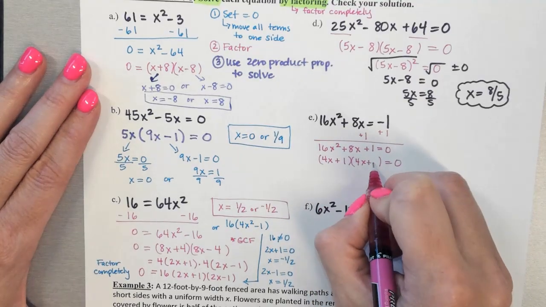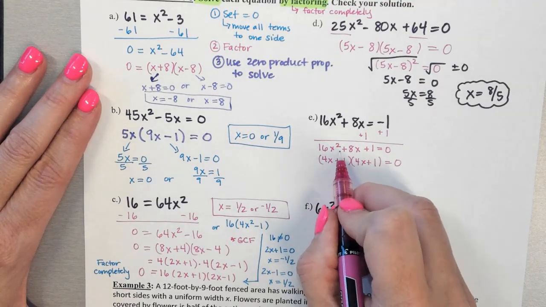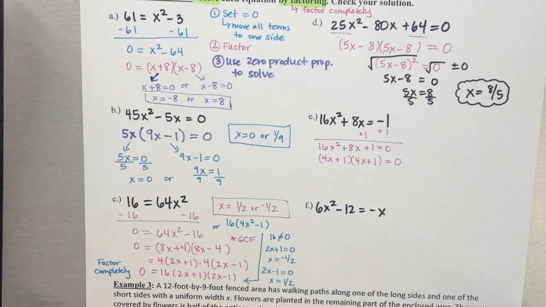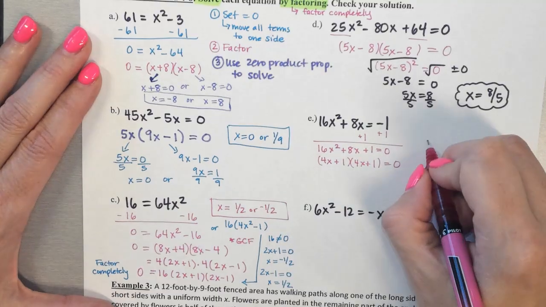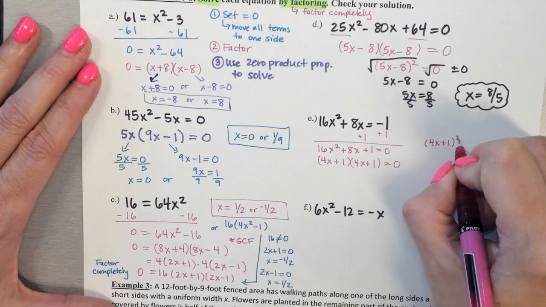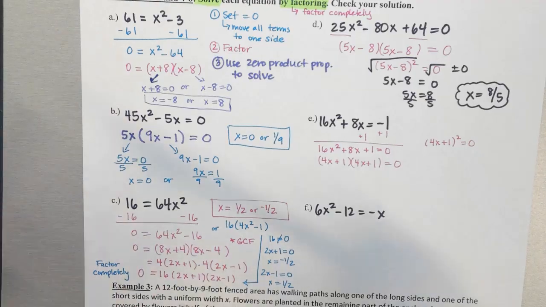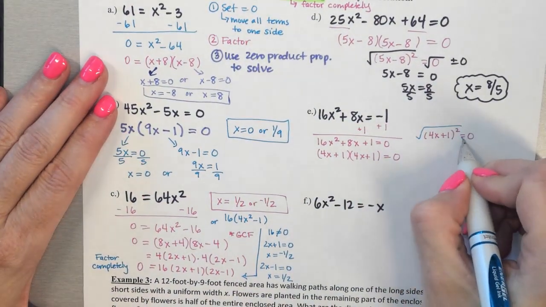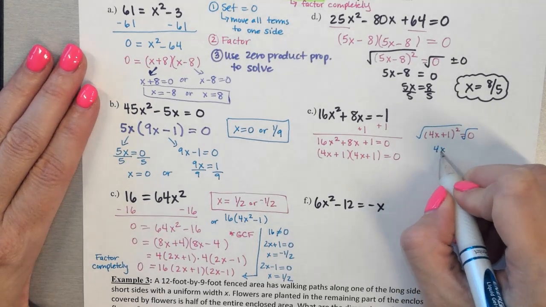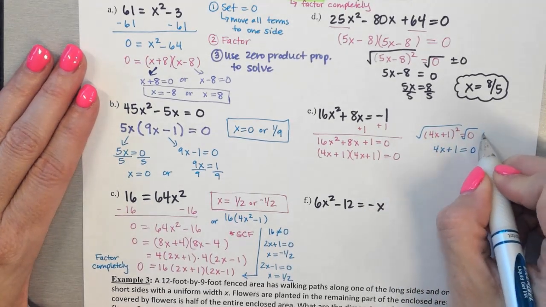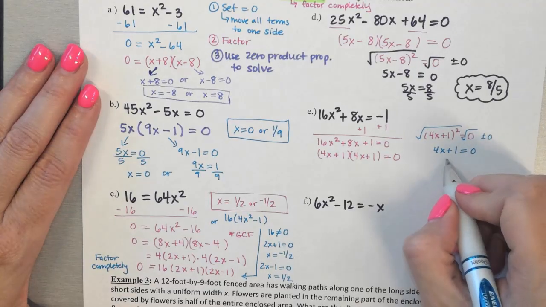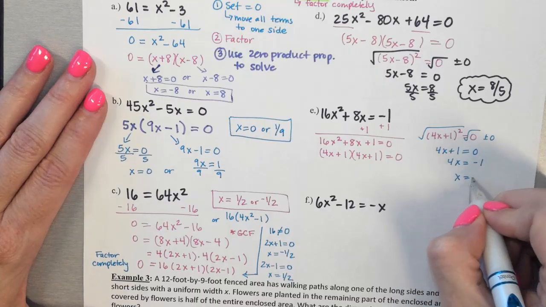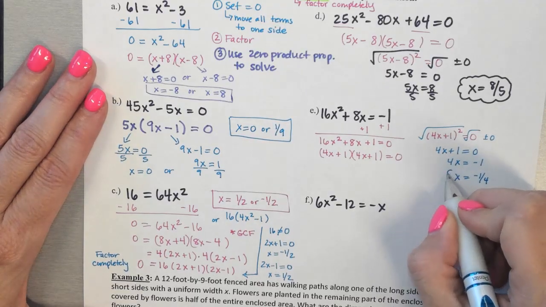Absolutely. So let's see if this FOILs back. 4 times 4, 16x squared. 4 plus 4 is 8. Yep. 1 times 1 is 1. Great. So then I can just write this as 4x plus 1 squared equals 0. And then I can take the square root. Okay, and then if it's 0, again, remember, you don't have to worry about the plus or minus because it's just 0. Subtract over the 1, divide by 4, x would be negative 1/4.